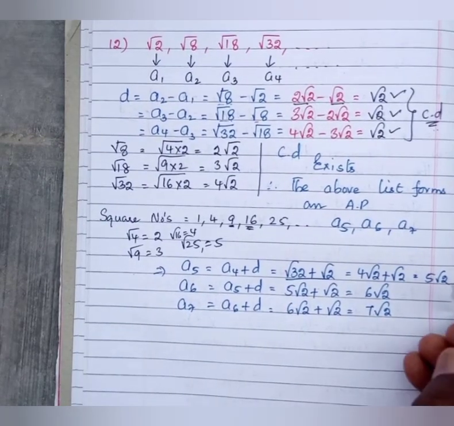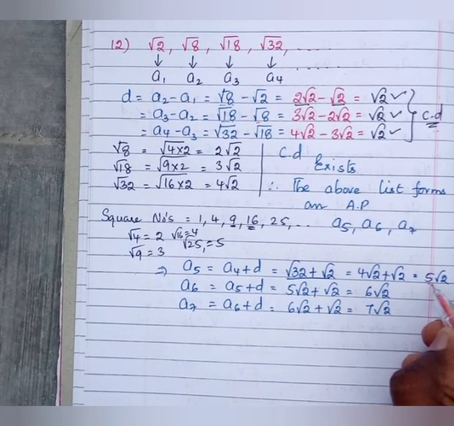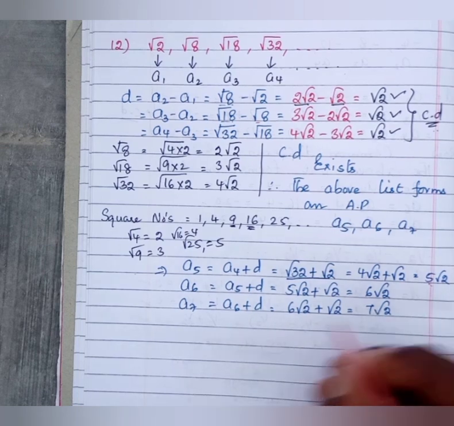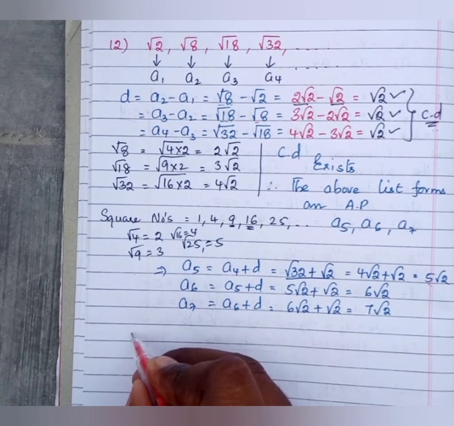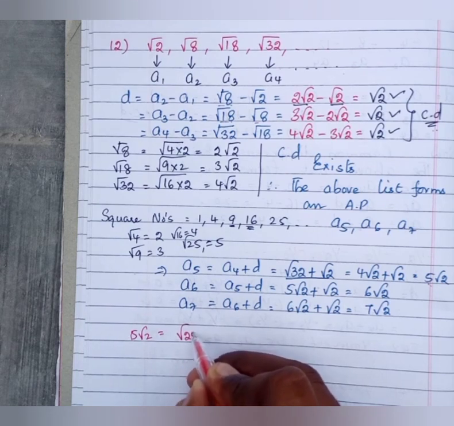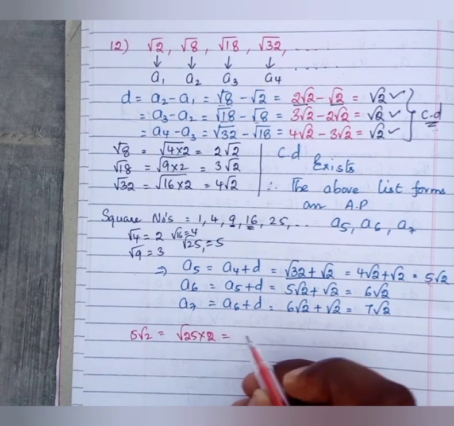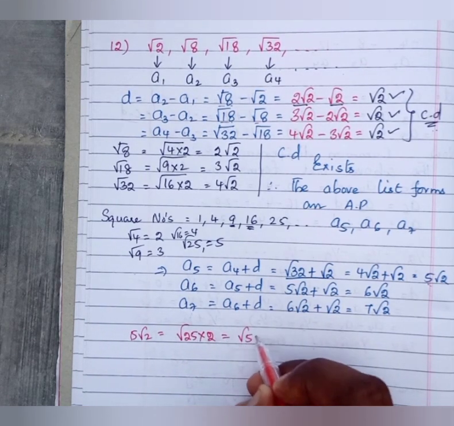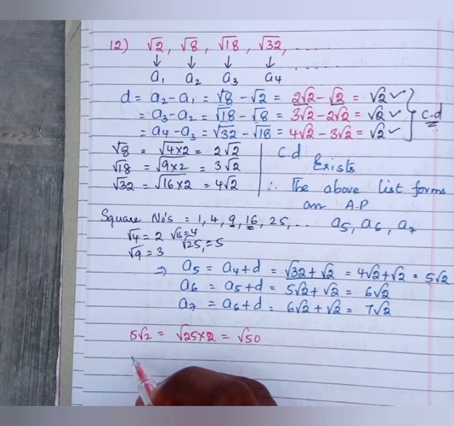Now 5 root 2 can be written as what? If I take this 5 inside the root, it becomes 25. So 5 root 2 can be written as root of 25 into 2. That is root 50. That is, the fifth term is root 50.